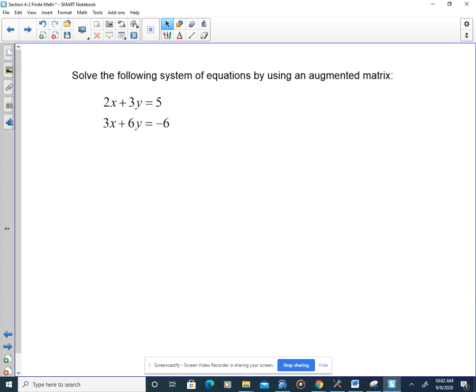So today we're going to solve a system of equations by using matrices and row operations. Before we start this, let's just review some row operations. There's three of them.